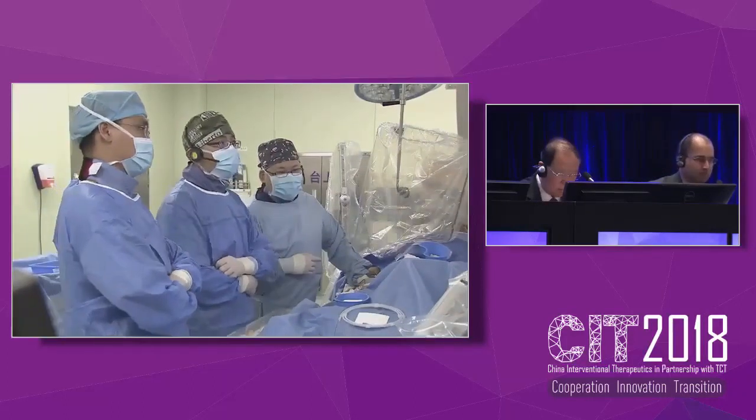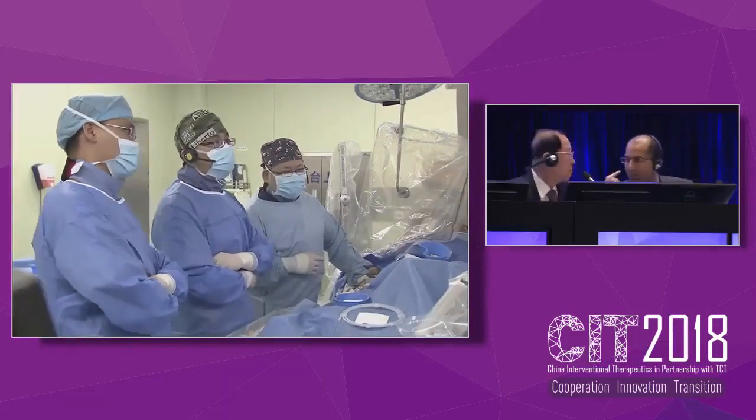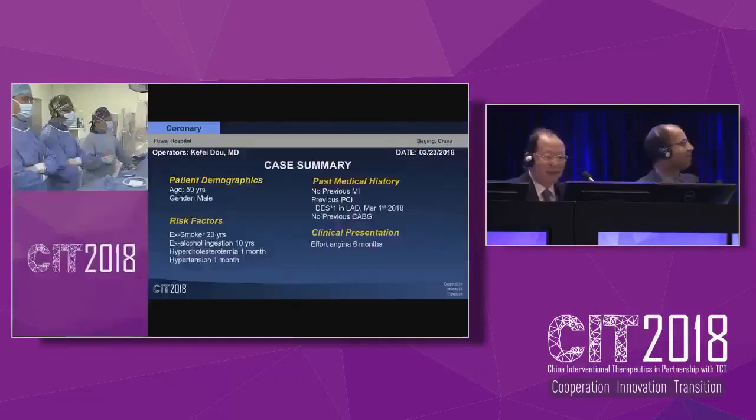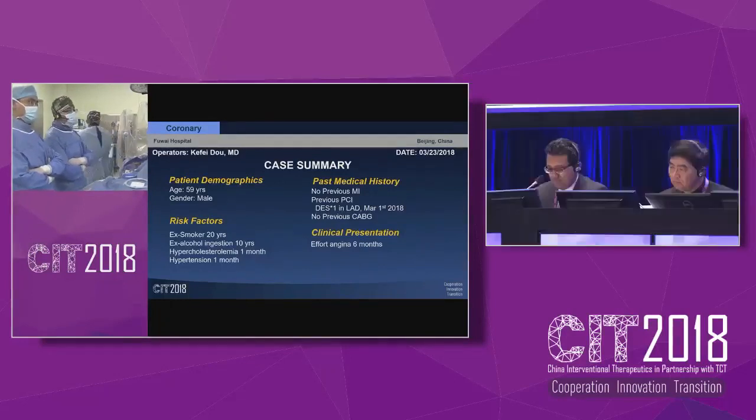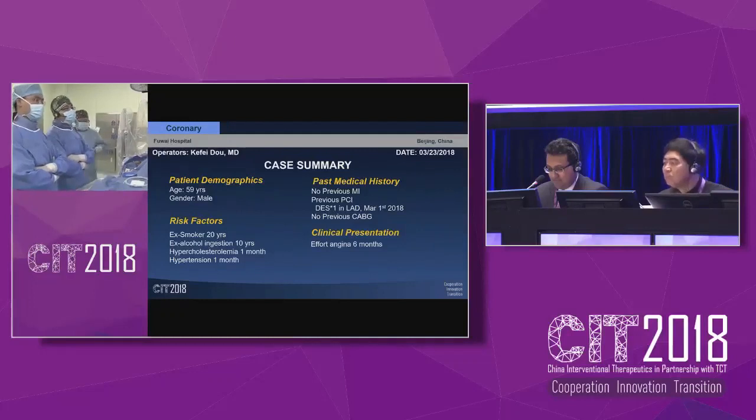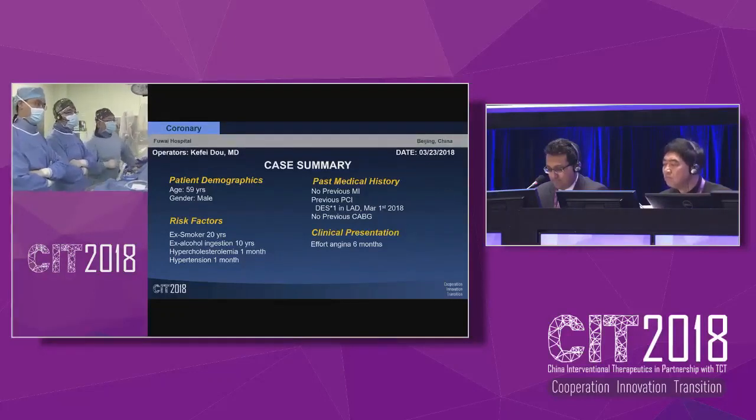Good morning. I would like to introduce the case overview. This patient is a 59-year-old gentleman. His risk factors included smoking, alcohol ingestion, hyperlipidemia, and hypertension. He has suffered effort angina for 6 months, but no previous MI and no previous CABG. Recently, he received a DES in the LAD. This time, he was referred to our hospital for staged PCI of the RCA.